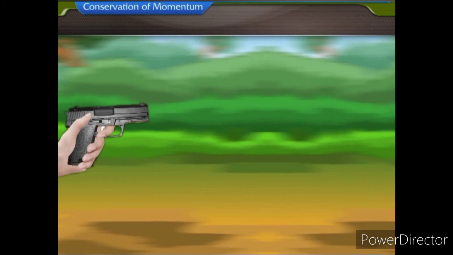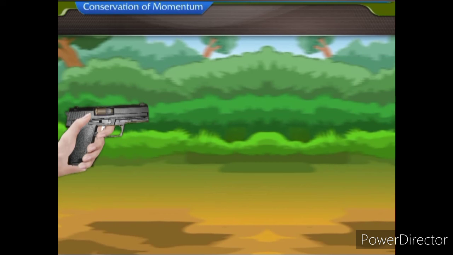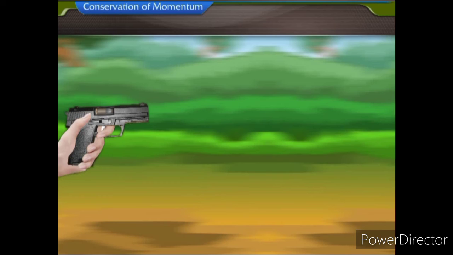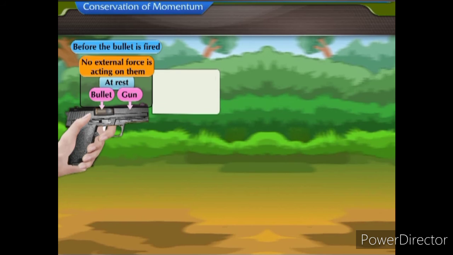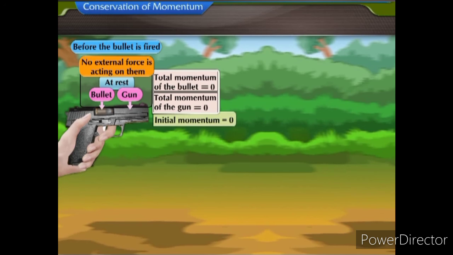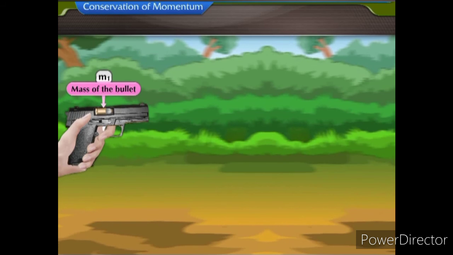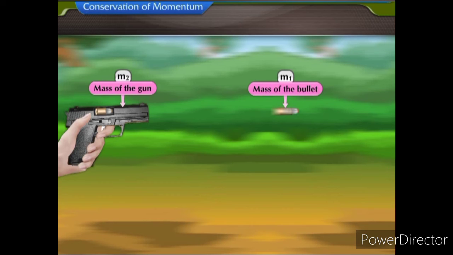Let us consider an example of a bullet fired from a gun and explain the principle of conservation of momentum. Let a bullet be fired from a gun. Before the bullet is fired, both the bullet and the gun are at rest and no external force is acting on them. Hence, the total momentum of the bullet and the gun is 0. That is, initial momentum is equal to 0. Let m1 be the mass of the bullet fired from a gun of mass m2. Let the bullet acquire a velocity v1 and move in the forward direction with momentum m1 v1.